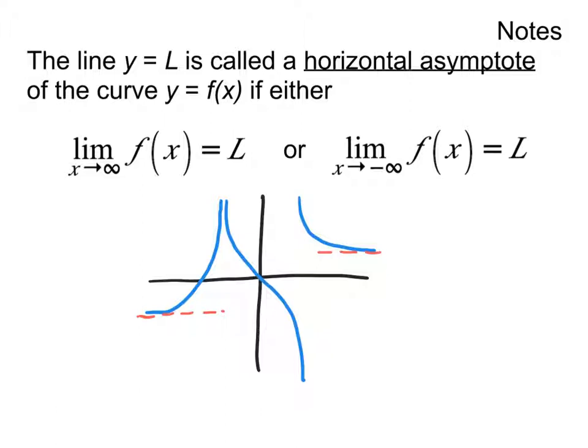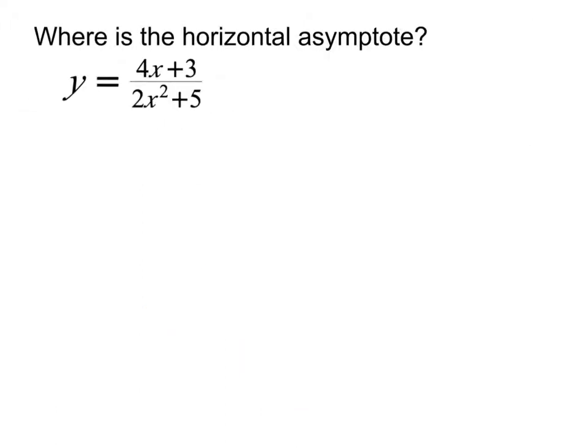All right, enough with notes and enough with technicalities then. Let's take a look at actually applying some of this stuff. So we're going back to this equation that we were looking at earlier. And I just want to start by figuring out where the horizontal asymptote of this equation actually is.